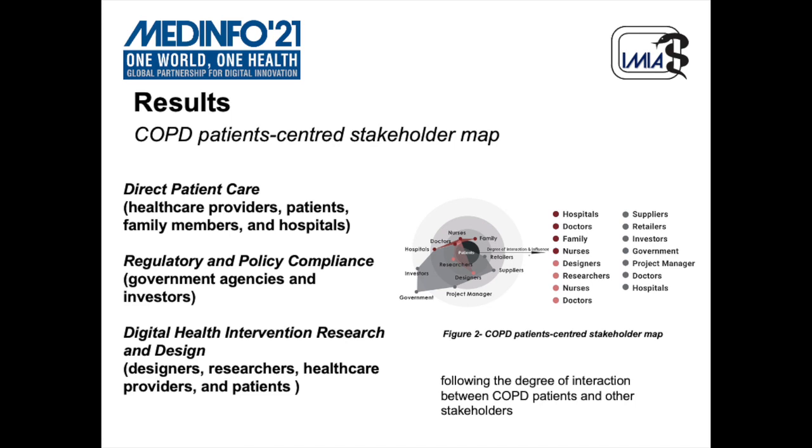And the second group is regulatory and policy compliance, which is a green area. The government agents and investors have the greatest impact on the objective conditions. And the third group is digital health intervention research and design. Stakeholders in this group include designers, researchers, healthcare providers, and patients. Following good design processes and practice, designers must work with patients and healthcare providers to understand user needs using qualitative and quantitative research methods. The data collected can be used to examine the DHI efficiency and cost effectiveness.